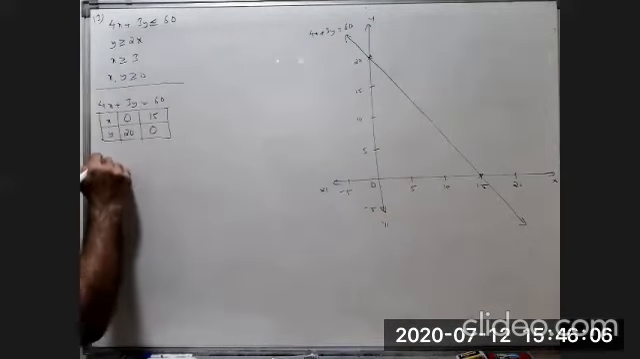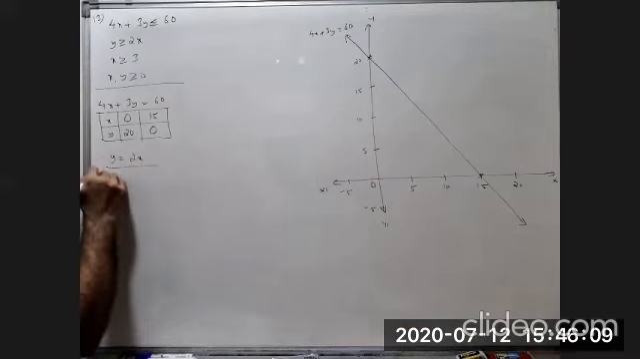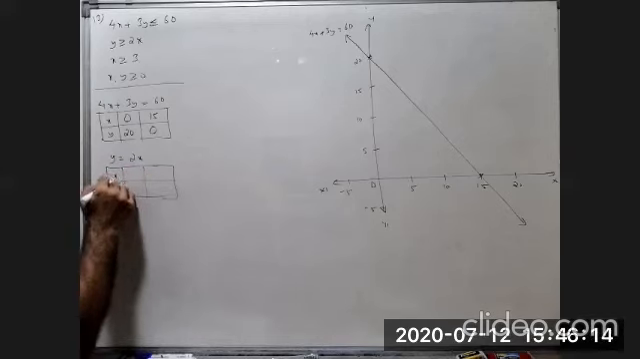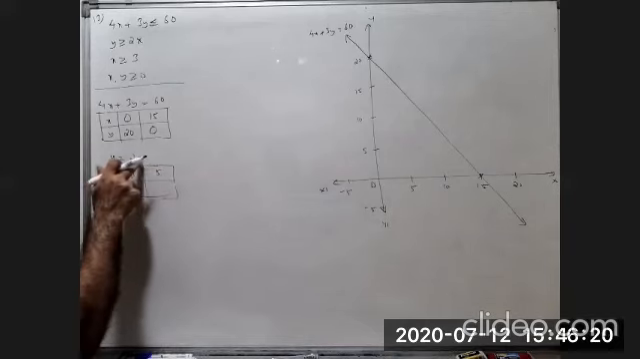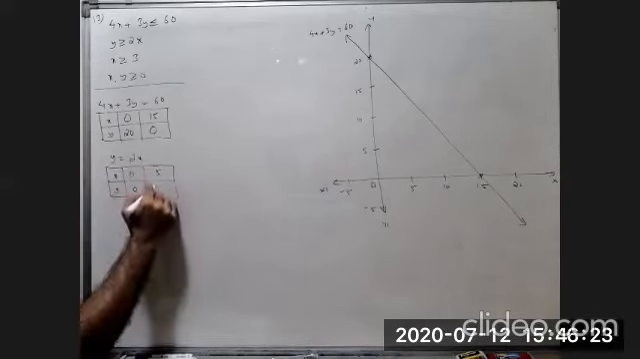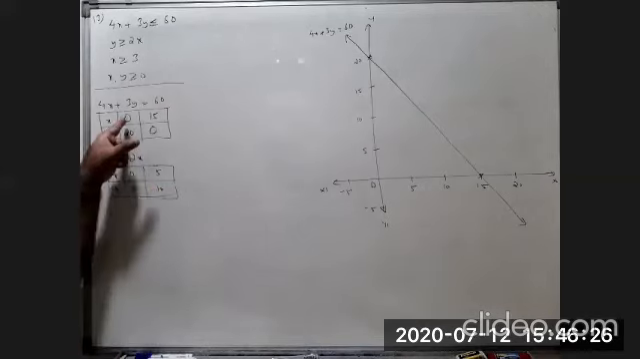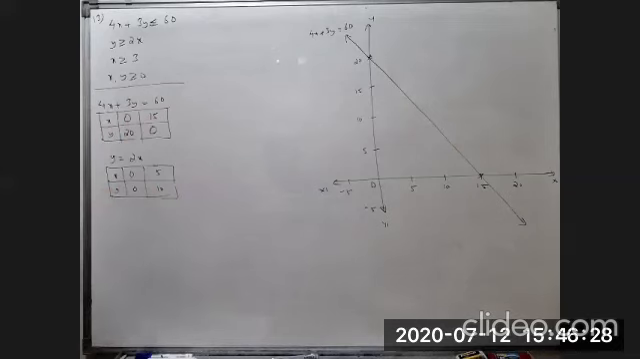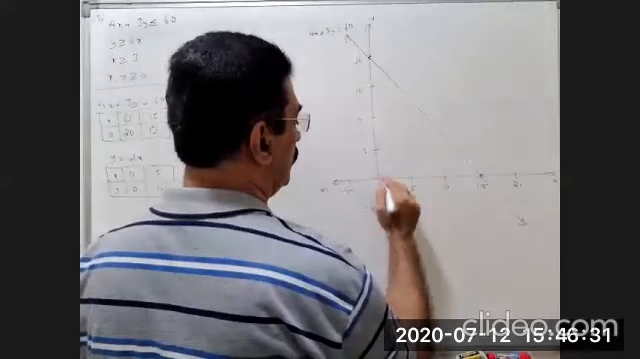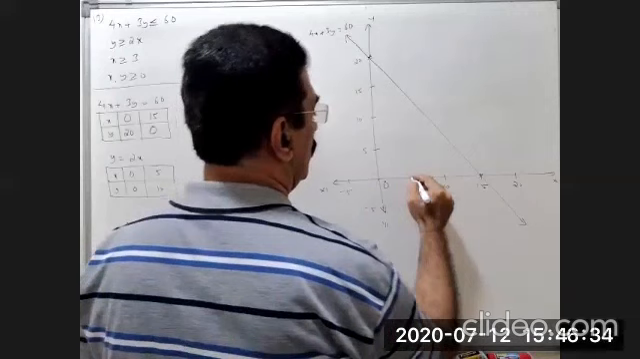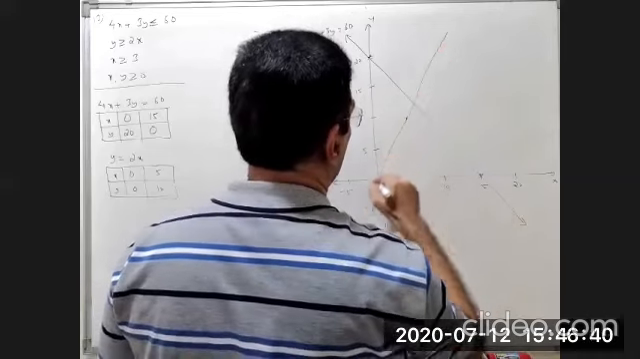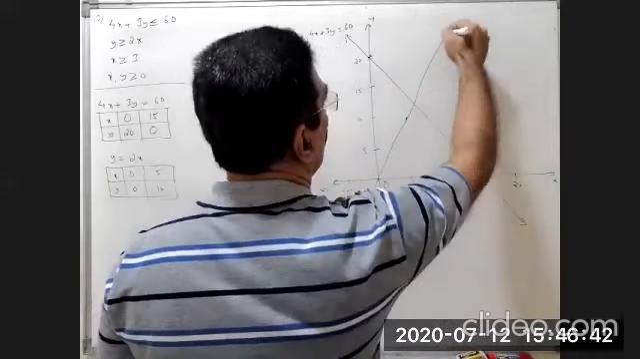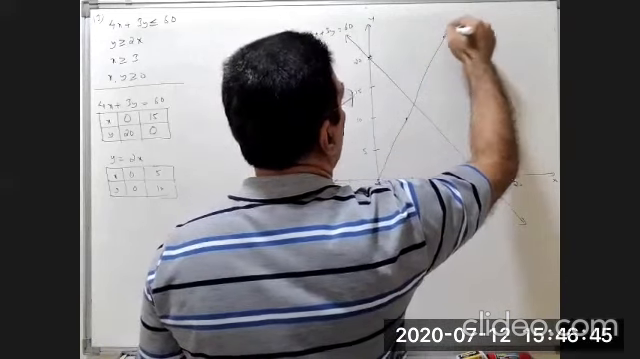Next one, y is equal to 2x. If x is 0, y is 0, then put x is equal to 5. If x is 5, y is 2 into 5, 10. Because here we took multiples of 5, so here also multiples of 5 is better. (0, 0), (5, 10). We have a line passing through the origin. This is y is equal to 2x.